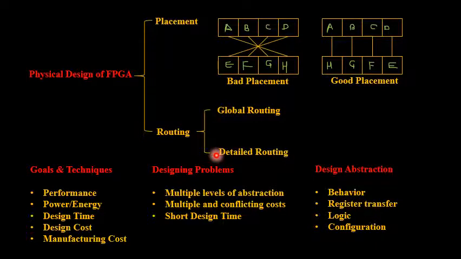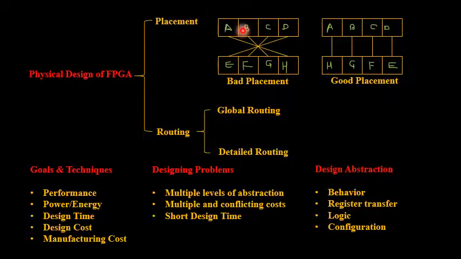Now let us go with the physical design part of an FPGA. The FPGA, field programmable gate array, physical design steps can be broadly classified in terms of placement and routing. These are the two important steps we follow in the physical design. One is placement and the second is routing. Placement is nothing but how you are going to place the logic elements or the IO blocks or IO pins. That is discussed in the concept of placement.